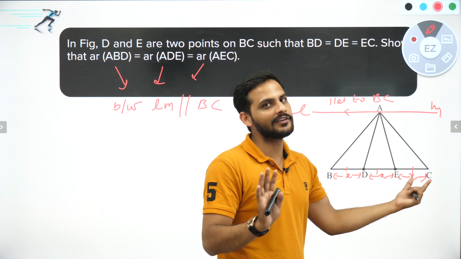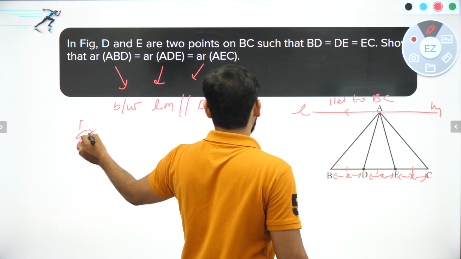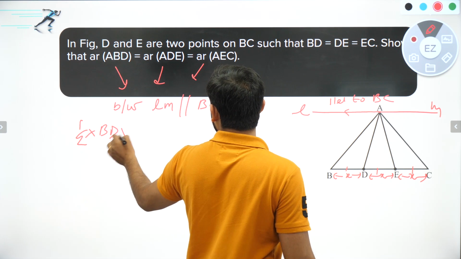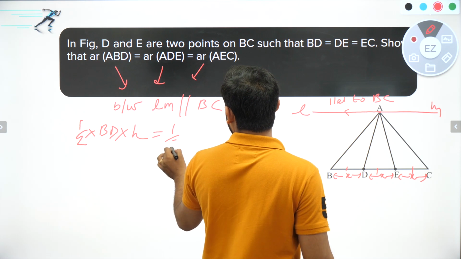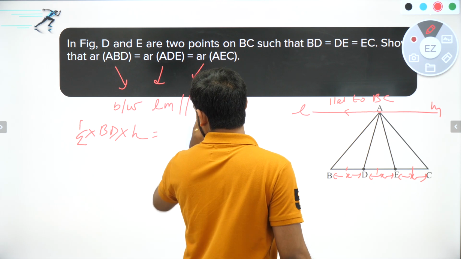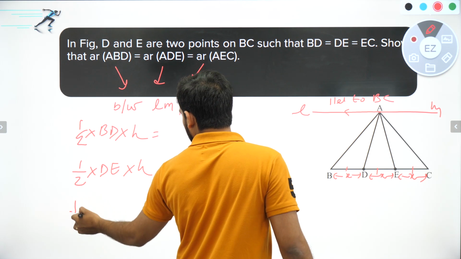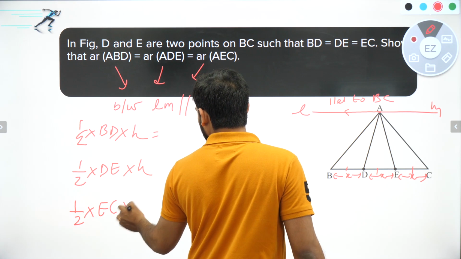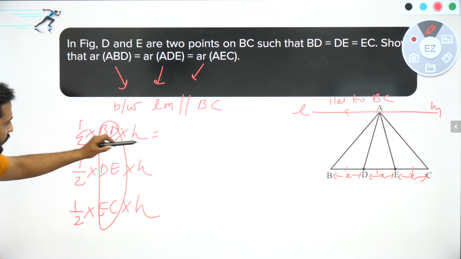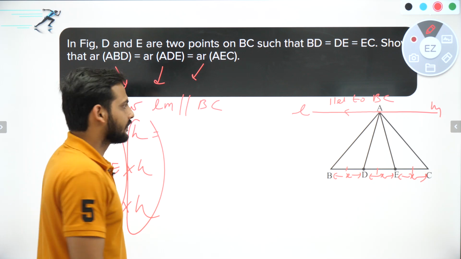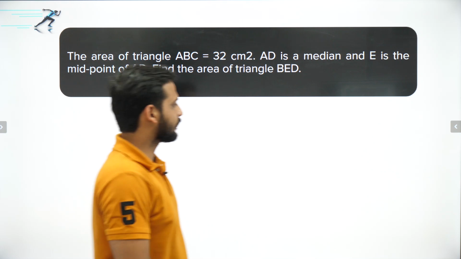So ultimately the formula is half into base into height. For this, half into BD into height, which is the distance between two parallel lines and is common, similarly for this we are getting half into DE into H and half into EC into H. So you can see all are equal. This part is given equal, half is also equal, and H is also equal. Okay. So this is how we can say that the areas formed will be equal. Let's move to the next question.